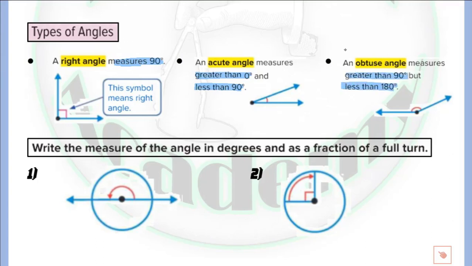So we have now three types. The smallest one is called the acute angle. Its measure is more than 0 and less than 90. The second one is the right angle, which is exactly equal to 90. The third one that we have is called the obtuse angle. For the obtuse angle, it's greater than 90 and smaller than 180.